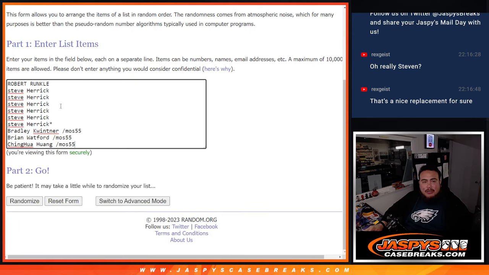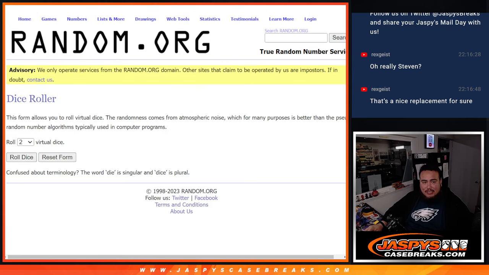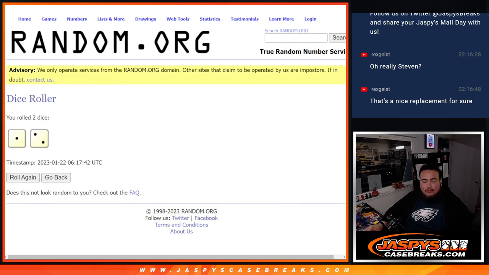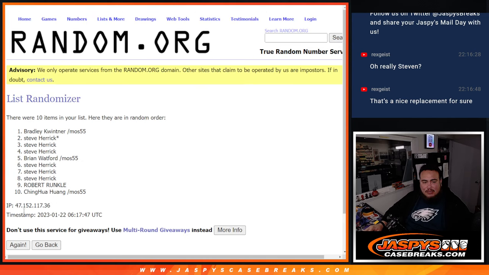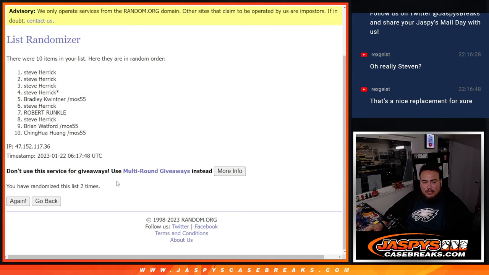Here's the dice roller. So again, Robert Runkle and Steve Herrick bought the first six spots, or first seven spots, I should say. And then Bradley, Brian, and Ching won those from Mosaic 55. So good luck, guys. Here we go. Roll. And we got a 1 and a 2 three times. Good luck. 1, 2, 3.